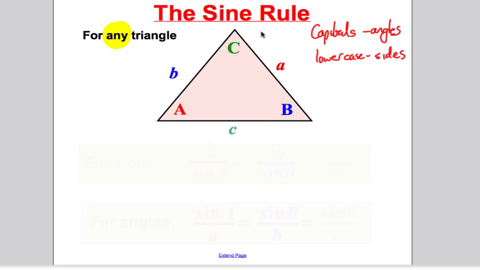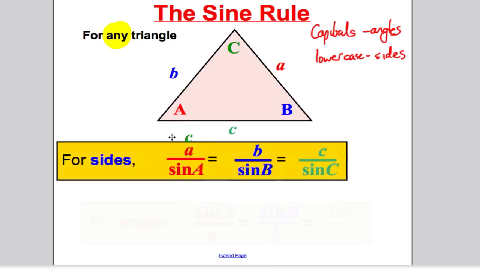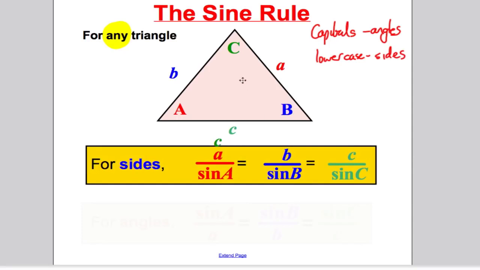Now what the sine rule says is that if I want to work out sides, the following rule is helpful, and here's the rule. If you take this side and divide it by sine of this angle, you get the same answer as if you do this side divided by sine of that angle, and the same answer as if you do this side divided by the sine of that angle. And you can use this to help you find missing sides. I'll show you how in a second.